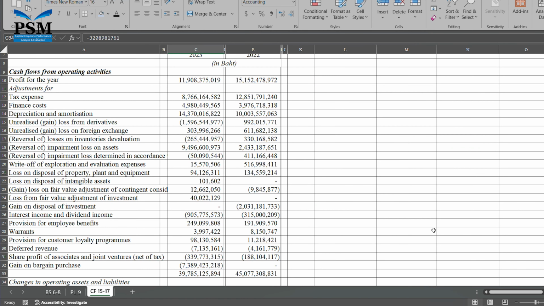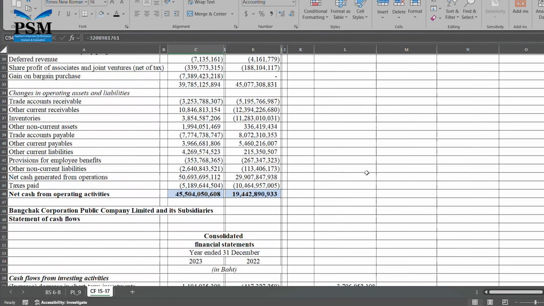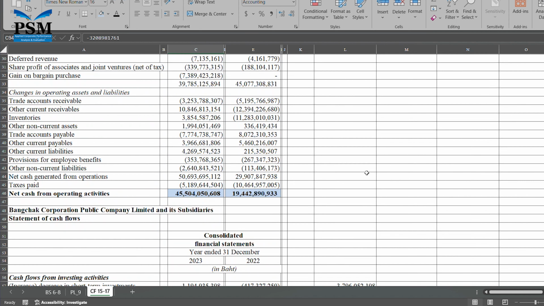To identify the sign pattern of this company, Panchak Corporation, we take a look at its statement of cash flow. And if you can see cash flow operating activities, we look at the net line, row number 40, column C for 2023, and column E for 2022. Now the number is positive for both years, so it is plus plus.